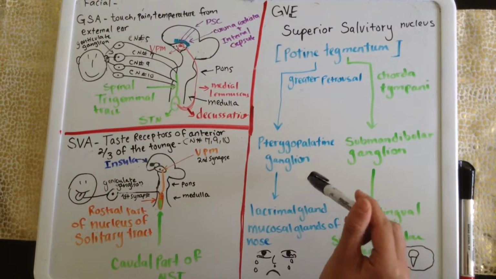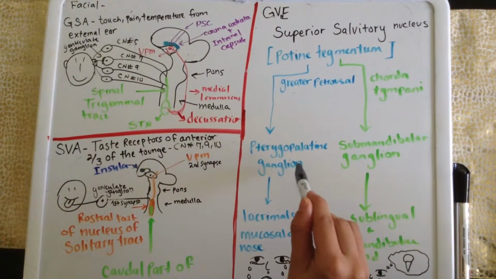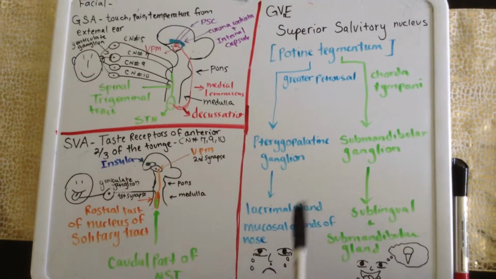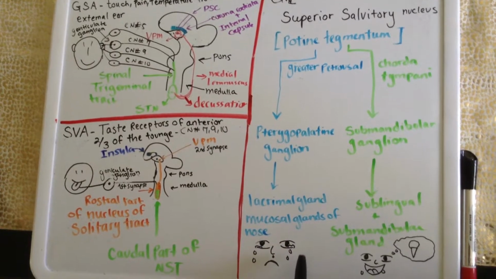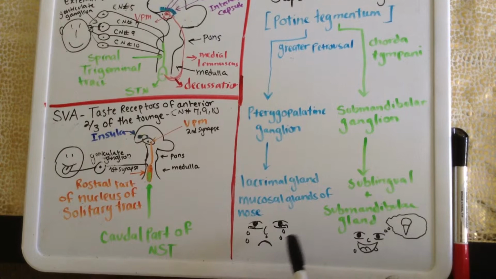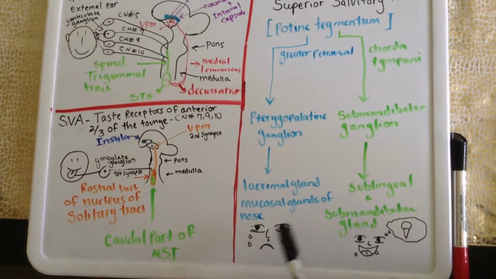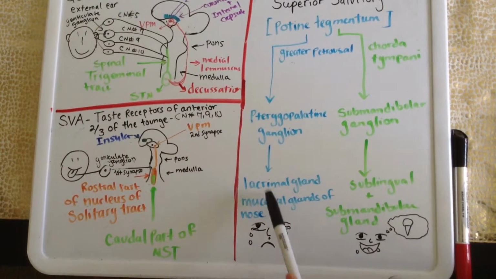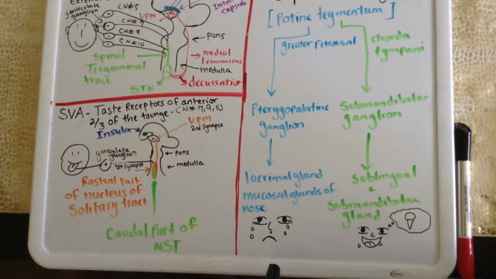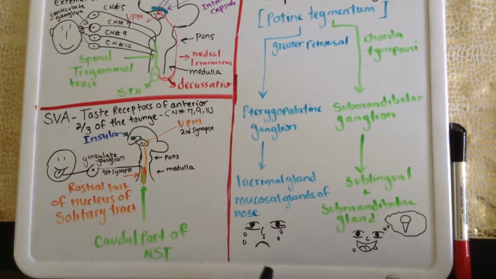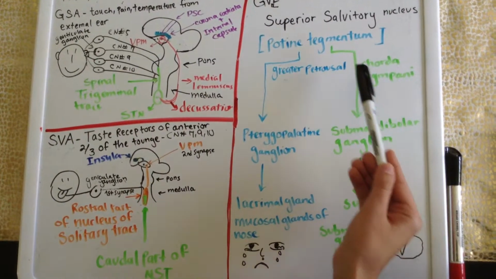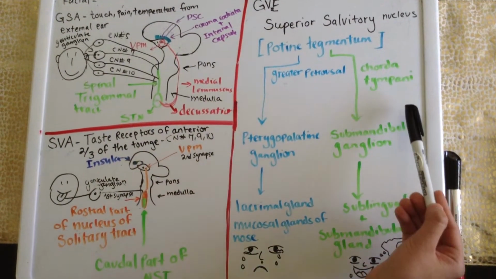presynaptic cell, and this is where you have your postsynaptic ganglion, and they will go and innervate the lacrimal gland and mucosal glands of the nose, and it will basically cause you to tear up. So you have this person crying, and also you will have a runny nose because both lacrimal gland and mucosal glands of the nose are being activated, which makes sense because when you're crying, you will also have a runny nose.